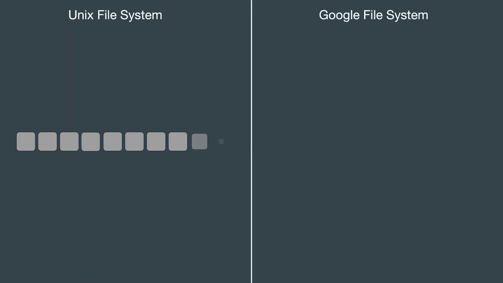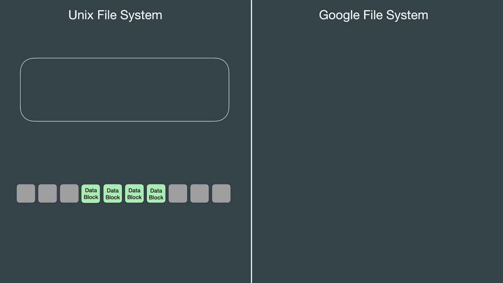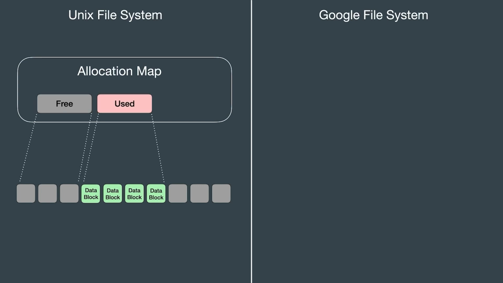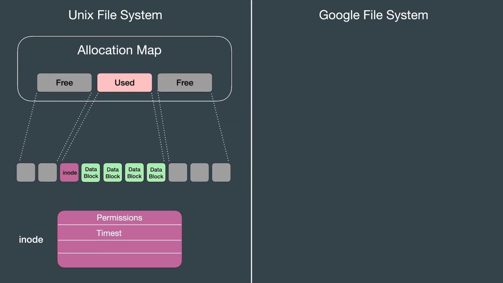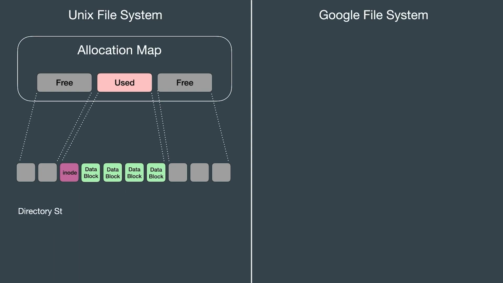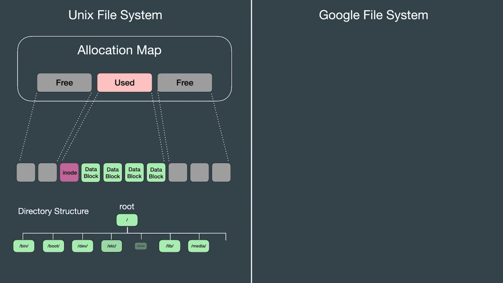Let's compare GFS with a standard Unix file system. In a standard Unix file system, data is stored in small data blocks, typically ranging from 4 to 16 kilobytes. The file system uses an allocation map, also known as a free space bitmap, to keep track of free and used blocks on a disk. There are also inodes, which store metadata about files, such as permissions, timestamps, and pointers to data blocks. There is also a directory structure which organizes files hierarchically, allowing users to navigate the file system.